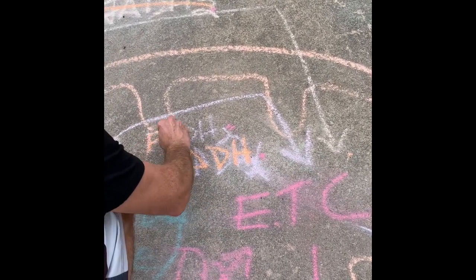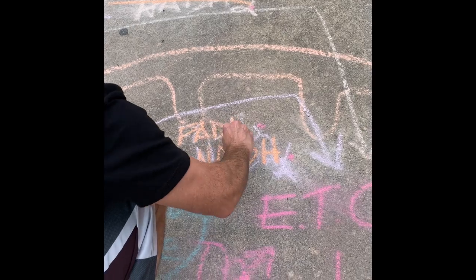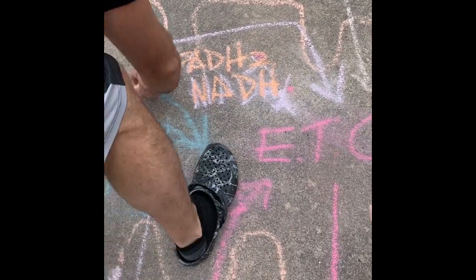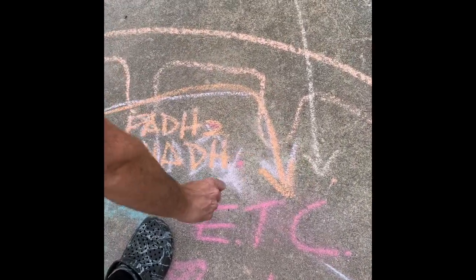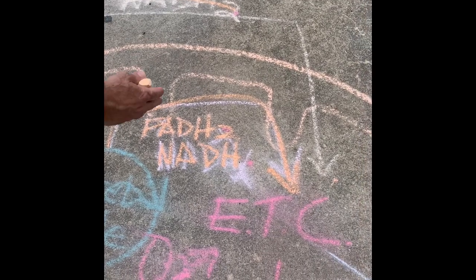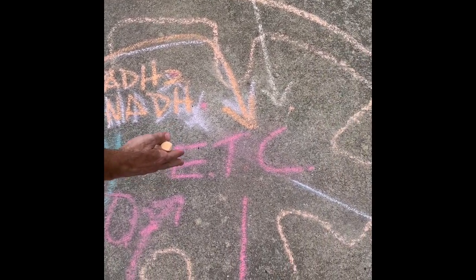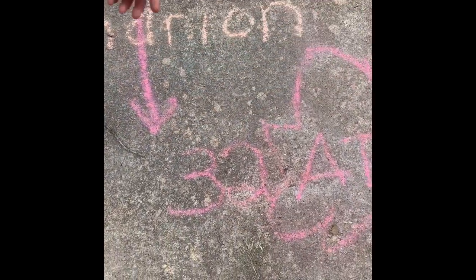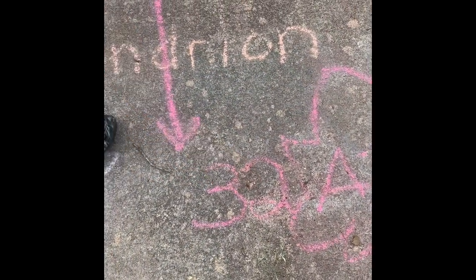Now in the Krebs cycle, which is step 2, we're going to get some more NADH and some FADH2. But the important thing to remember about both of these molecules is that they are considered electron carriers. They carry high energy electrons to the electron transport chain where they are going to be used to generate this tremendous amount of ATP.